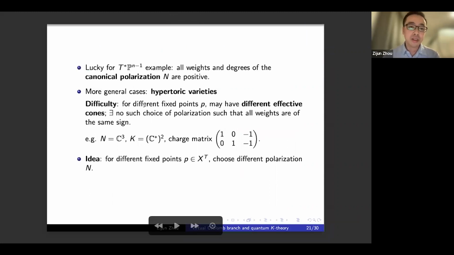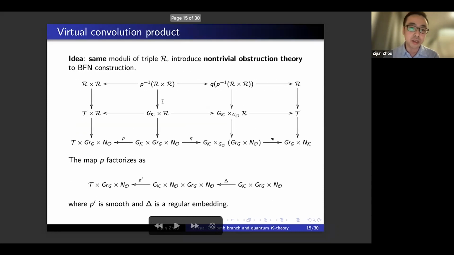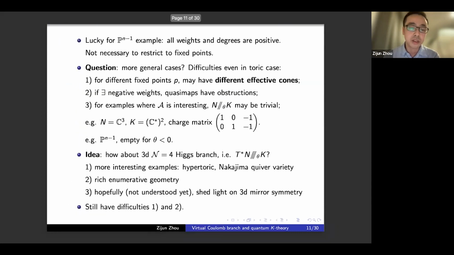And now, as before, we ask for more general cases. In this case of the virtual Coulomb branch, more general cases are hypertoric varieties. So they are general hyperkähler quotients of abelian groups. So here comes the other difficulty. Recall that we have three difficulties: this one and this abstraction, and we have another difficulty.